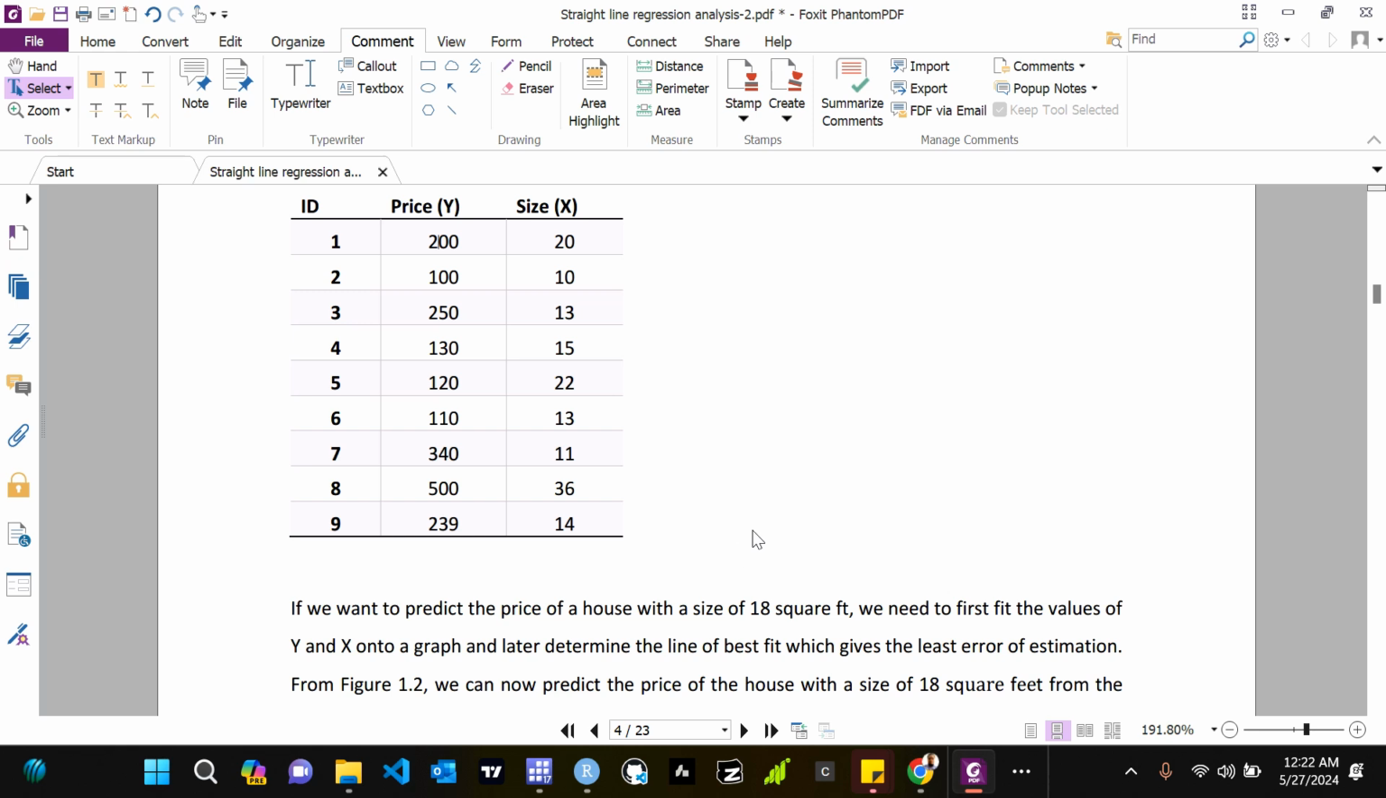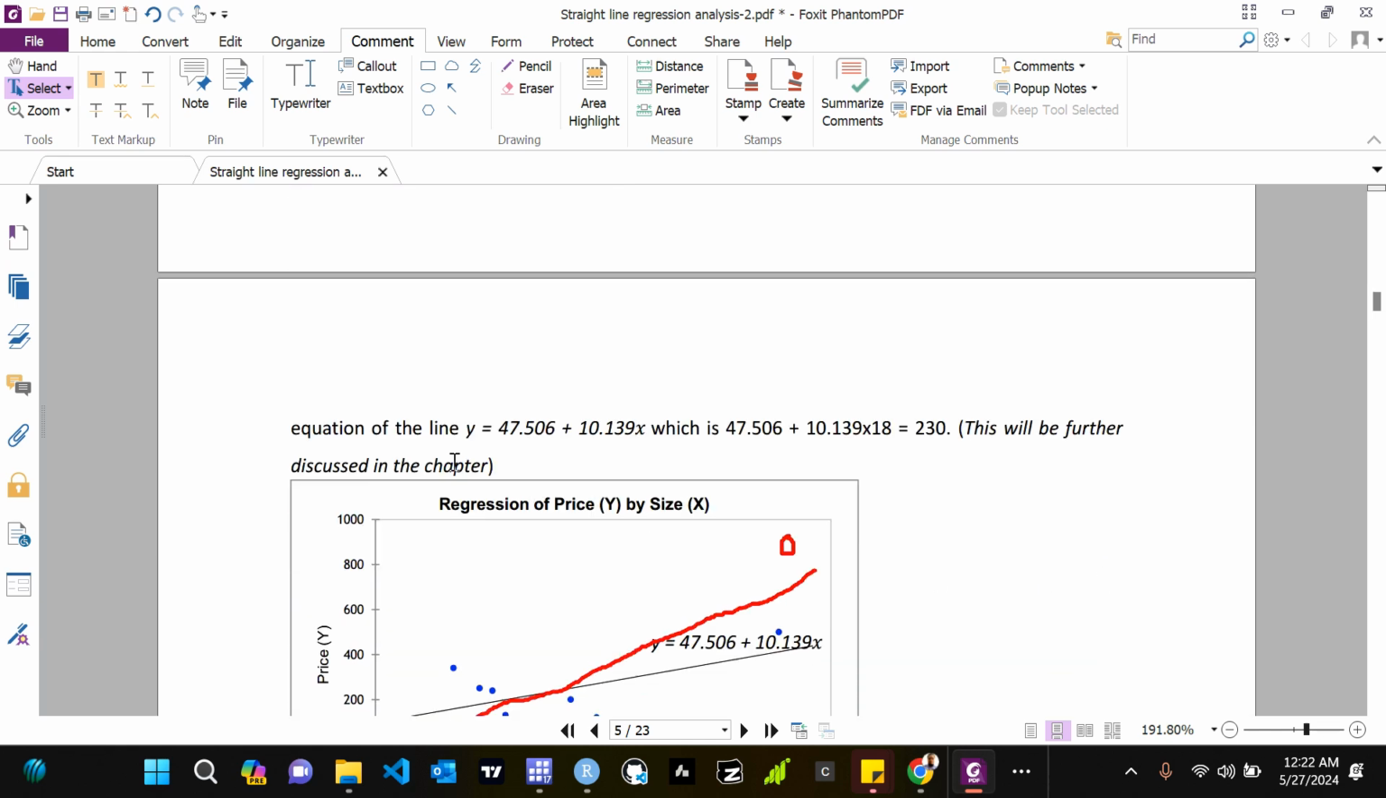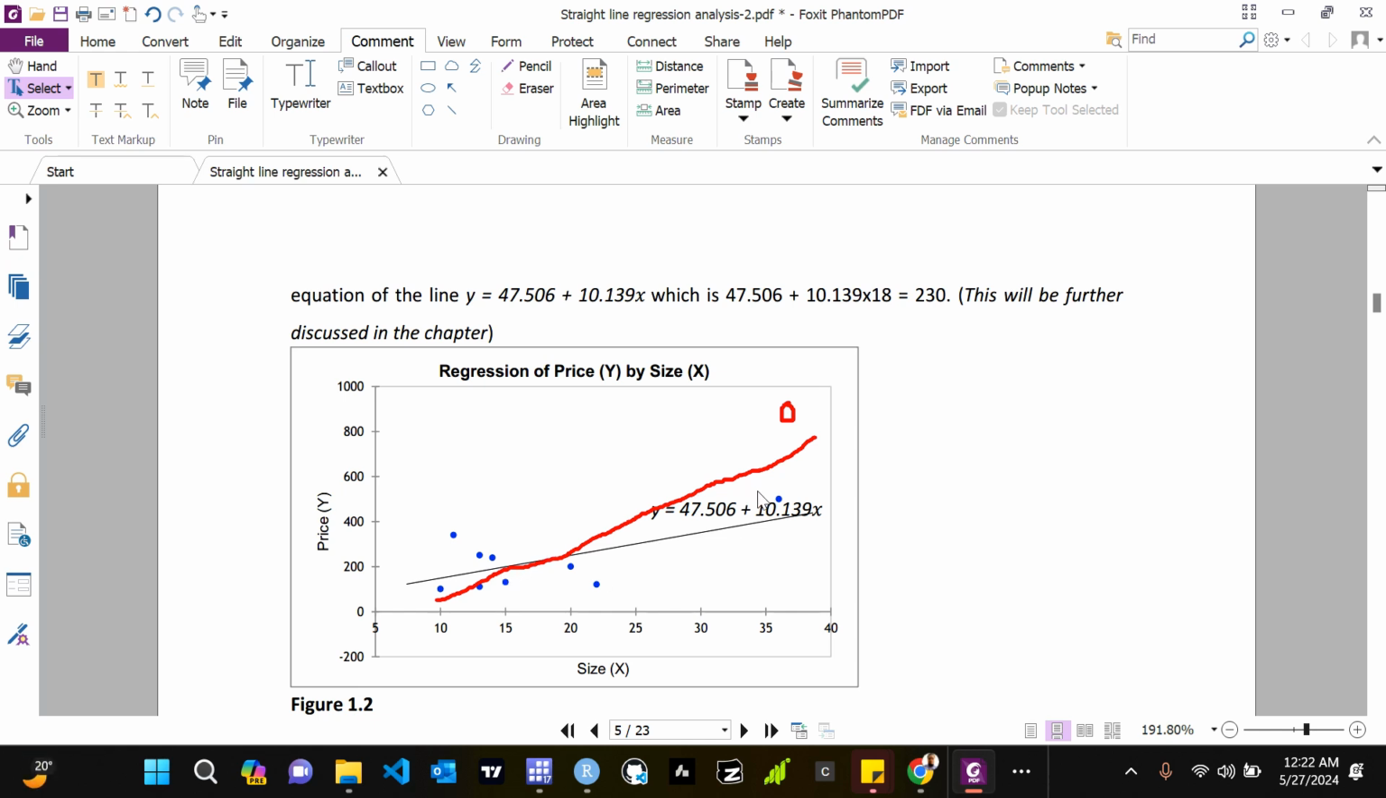Maybe it is 180,000 US dollars. No, we need to first fit the values of y on x onto the graph and determine the line of best fit, which gives the least error estimation. This is very important. So we can now predict the price of the house with a size of 18 square feet from the equation.